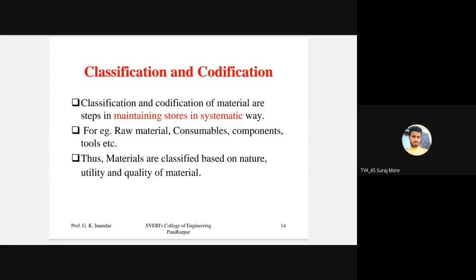Now all the items are grouped so that each item of stores will be continuously codified. This is somewhat difficult. For the assembly line also, codification is very important. For example of classification: consumables, components, tools. Thus materials are classified based on the nature, utility, and quality of material. This is all about the codification.